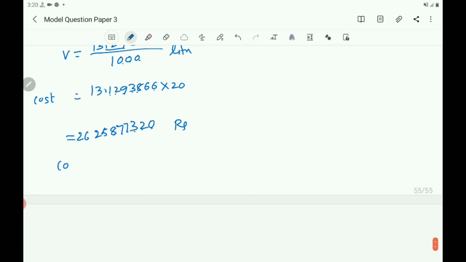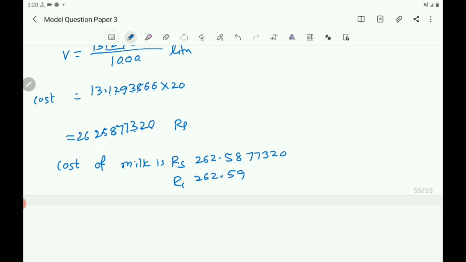Therefore, cost of milk equals rupees 262.5877320. Approximately it is 262.59, you can write. Rupees 262.59.